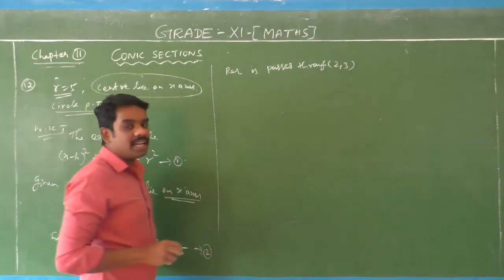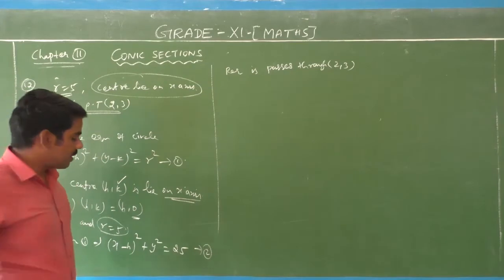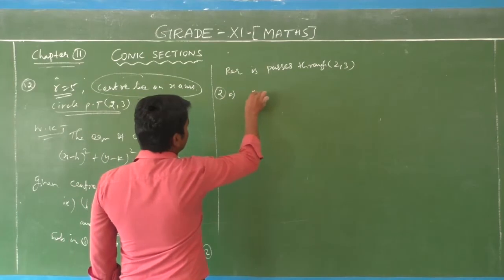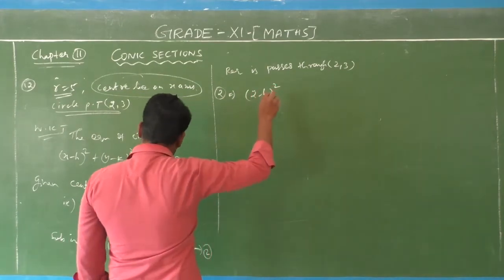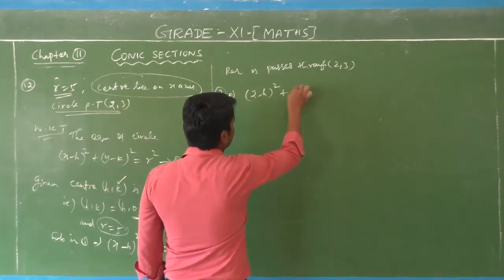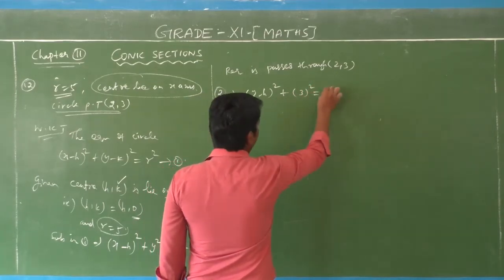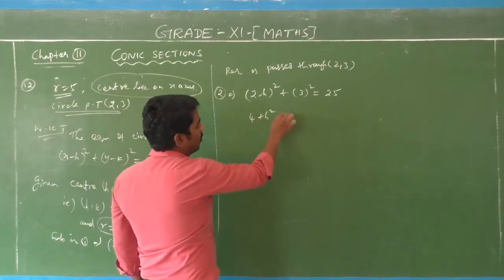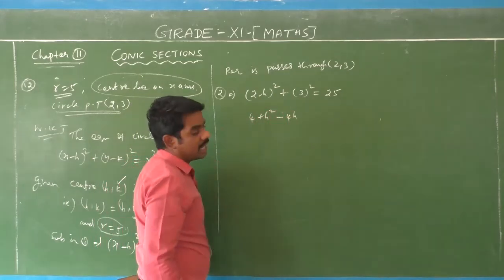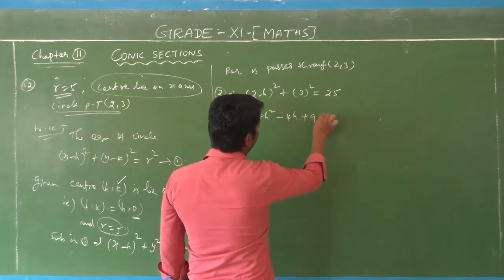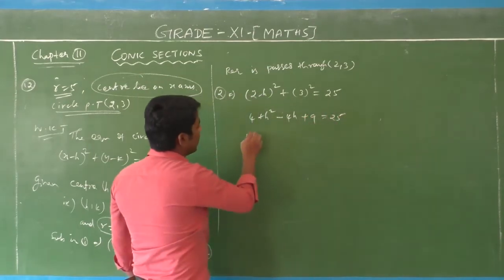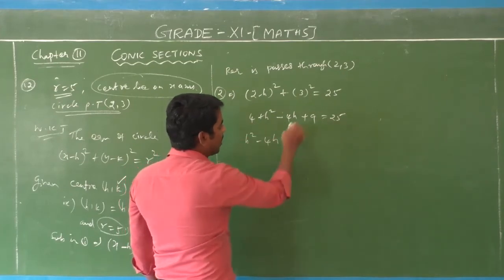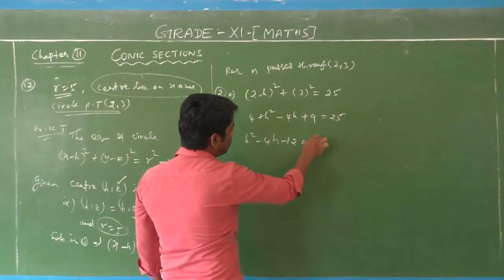There are x and y values 2, 3. This point (2, 3) is substituted in equation number 2. So x is 2, so (2 minus h) the whole square plus y value 3 square is equal to 25. So 2 minus h squared gives 4 plus h square minus 4h, plus 9 equal to 25. So h square minus 4h plus 9 plus 4, 13 minus 25 is minus 12, equal to 0.